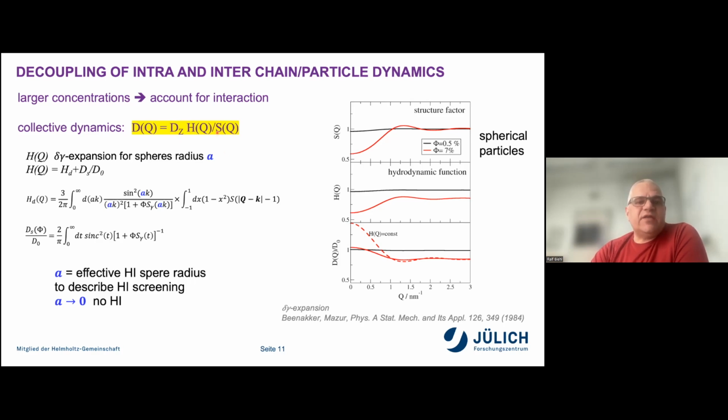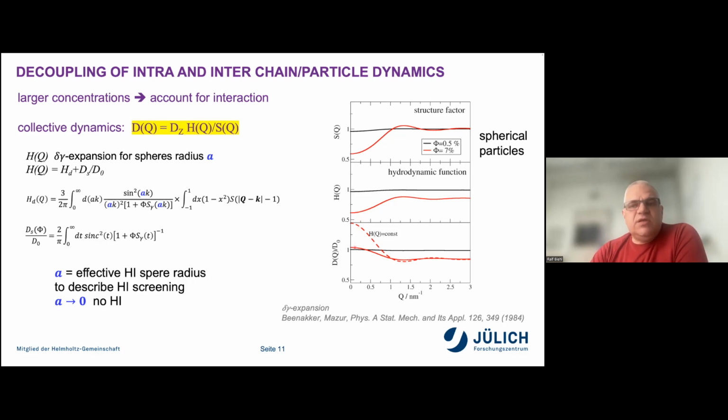The effect of that is, if you compare this for spherical particles, the downturn in the structure factor, from that we can calculate the hydrodynamic function that is lower at high Q. If you increase concentration, you get a slower diffusion, and that is modulated at low Q, and that compensates a part of the structure factor effect. So here you see the comparison. The dashed line is without the modulation of the hydrodynamic function at low Q, so it reduces this effect.